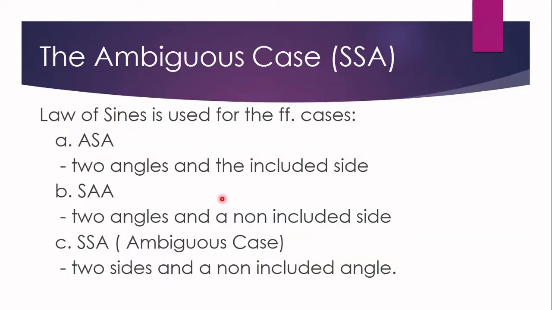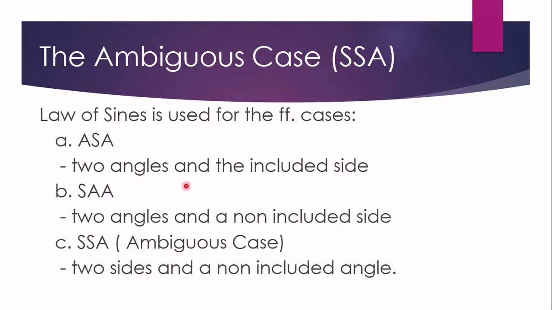As a review, the law of sines can be used for the following cases. The first one: if the given are the two angles and their included side, then you are going to use the law of sines. The second case is the SAA. If the two angles and the non-included side are given, you are going to use the law of sines again.